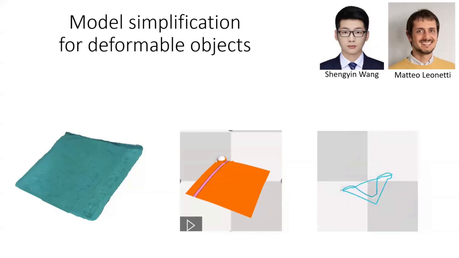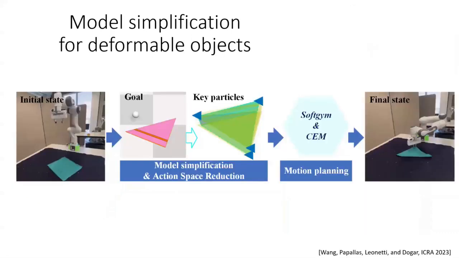So we have been looking at a method where we have the object, then we have the goal, what we want to do with it. And then from that, we extract some key particles, which we use to do model simplification and also even simplify the action space as well. So we simplify both the dynamics model, but also the actions that the robots can do on it. And then we use an optimization method or planning method on those simplified models, and then reach the final state. And you will be asking, okay, how do you do the model simplification? Basically, how do you determine the key particles?